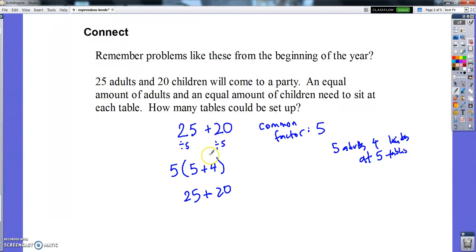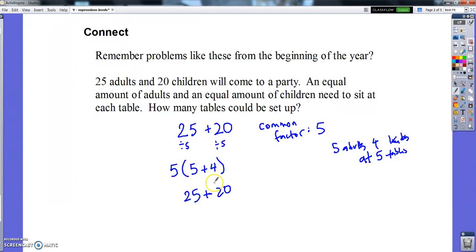If I had order of operations, this would be 9 in the parentheses times 5 is 45 people. And this would just be 25 plus 20 is 45 people. They both equal 45. They both show me the same thing in different ways. This shows me all the people. This shows me how they're divided up: 5 tables with 5 adults and 4 children.